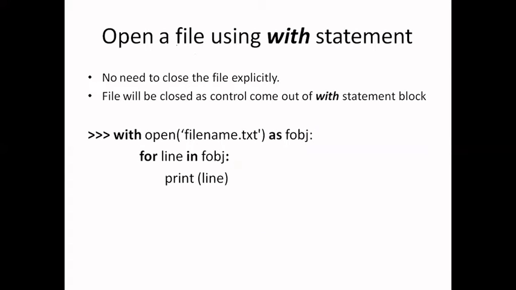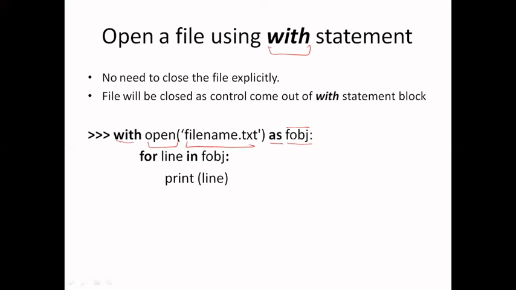So we can open a file using the with statement also. The syntax is with, then we write the open method, and the syntax is the same as the previous one. We first give the absolute or relative path, and then the mode in which we want to open our file. If we do not give it, the default mode will be read mode. After that, we write the keyword as and the name of the file object. So this will open a file and the object is assigned to this variable fobj.